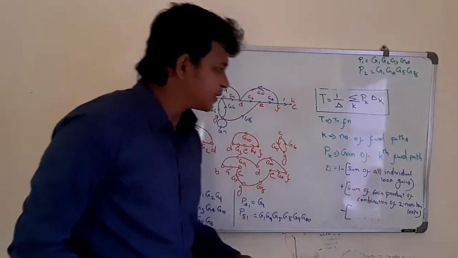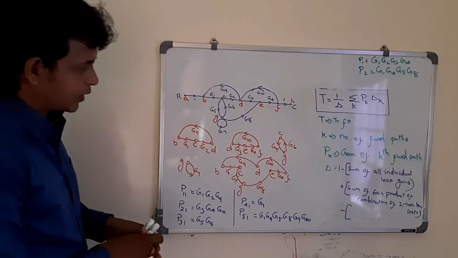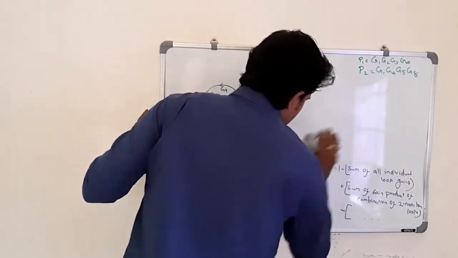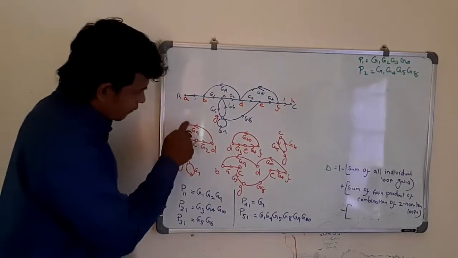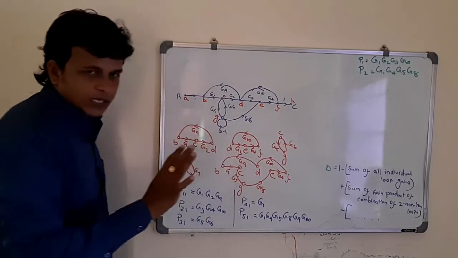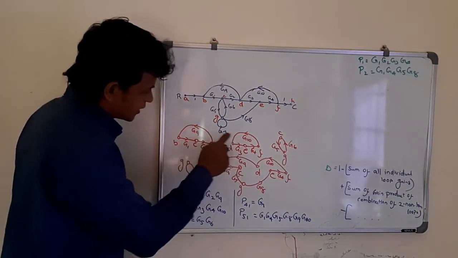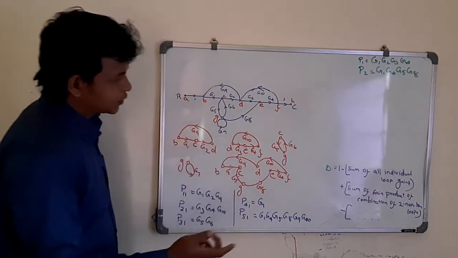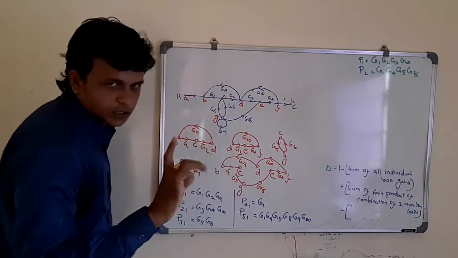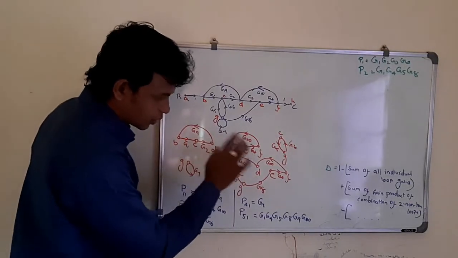Then we have to identify the sum of gain products of combinations of two non-touching loops. So this is one loop, this is another loop. Are they non-touching? That is what we are going to find. Can we say that these two loops are non-touching loops? We cannot say, because node D is common for both the loops. So these are not non-touching loops, they are touching loops.